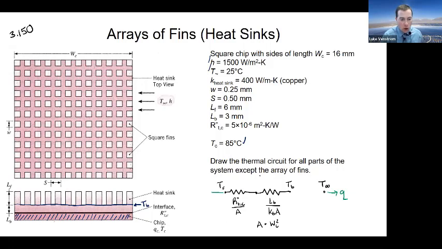Okay, so hopefully the circuit that you drew with your partner looks something like this one. There are two resistors, one to model the contact resistance between the base of the heatsink unit and the chip. That's given by the specific contact resistance divided by the area. The other resistor is for the conduction through the material in the base, up to the base of the array of fins. That's given by L_B over K_B A.